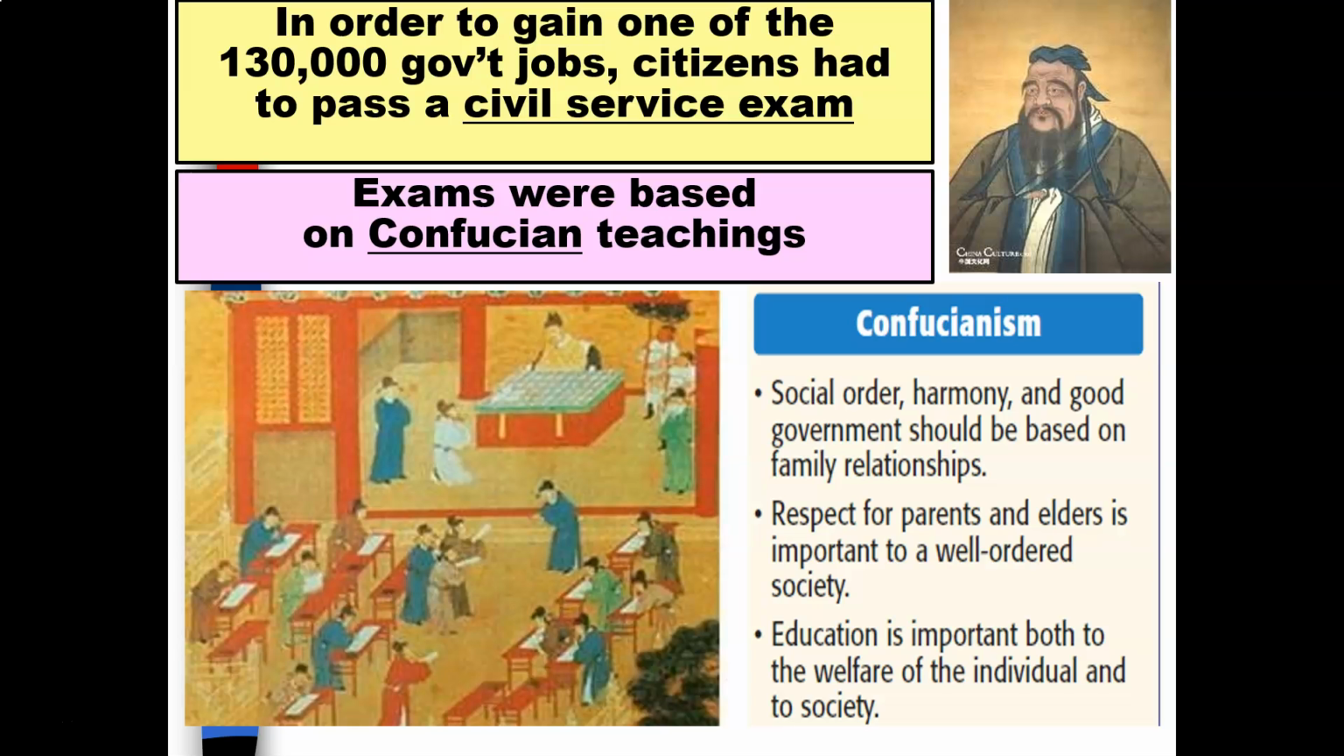Now, in terms of Confucianism, it focuses on social order, harmony, and good government should be based on family relationship. It also focuses on respect for parents and elders as one of the important components of society. And it also focuses on education as an important component for the individual as well as society.